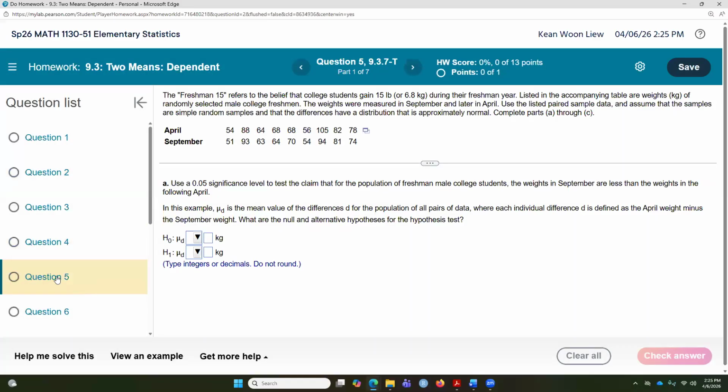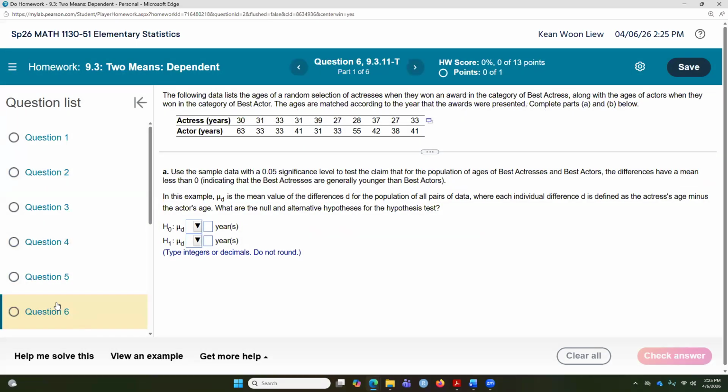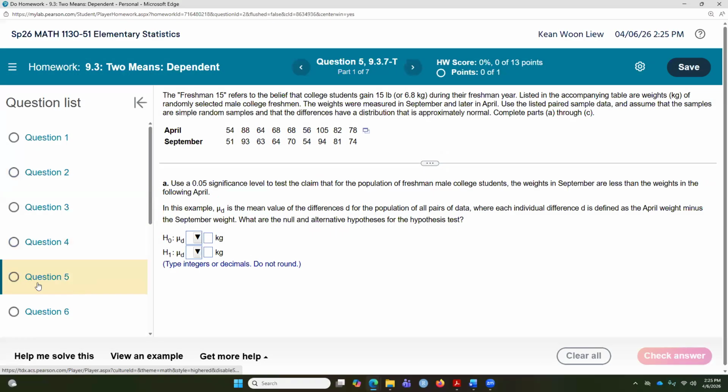Usually when you do this kind of question, it will provide you data. Every single question you see here has a data set. So let's say we're doing this one, where we want to figure out if the freshmen gained some weight. This is the data here, again, open it in StatCrunch.